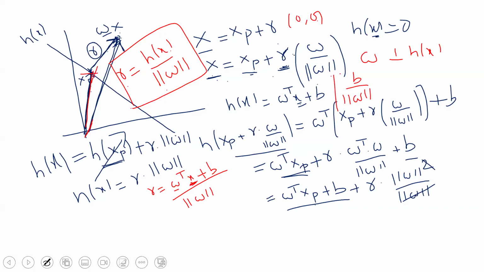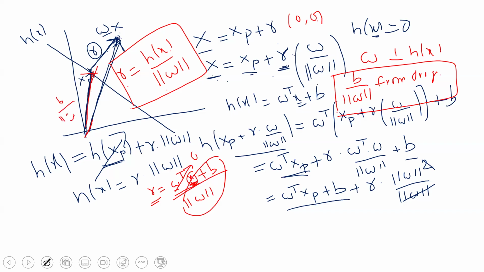This is the distance of the point from the origin. Understood? So x is equal to 0, and the distance from the origin we are trying to calculate. So x becomes 0, comma 0, this becomes 0, and the remaining thing is b by modulus of w. So the distance of a hyperplane from the origin is b by modulus of w.